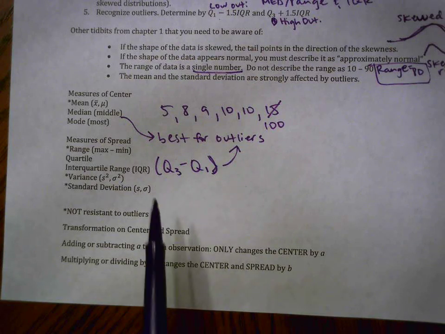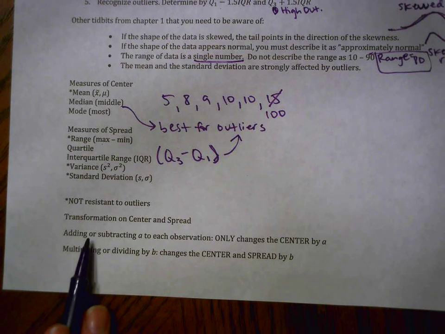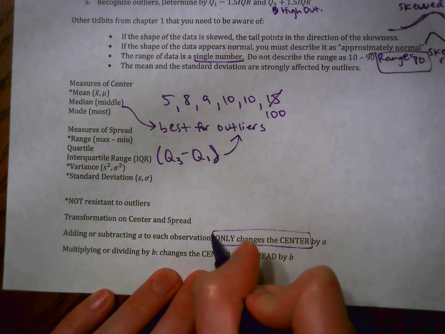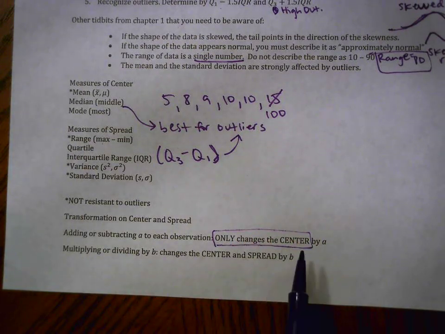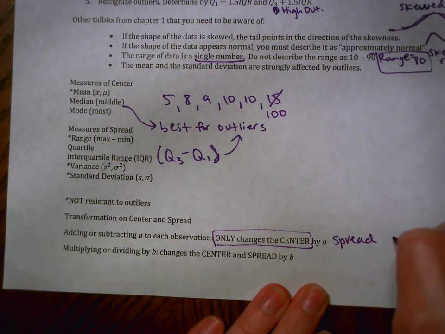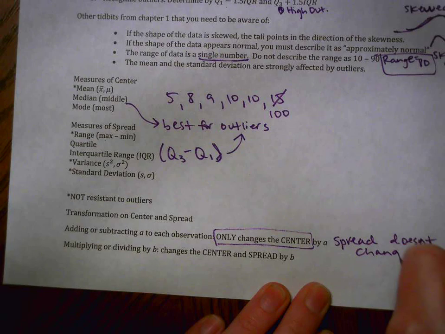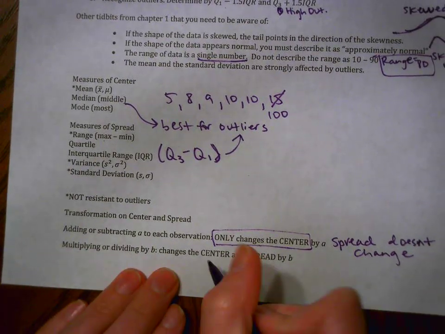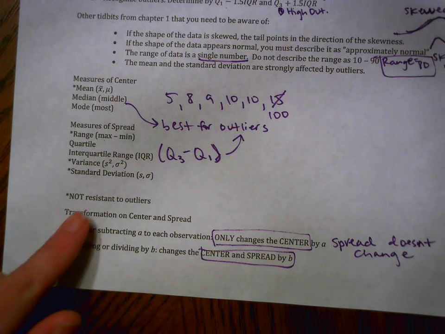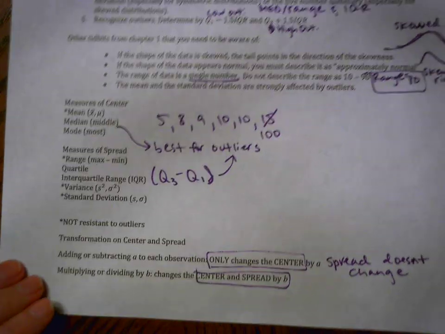Okay, so then another thing, which I want to say this is more in chapter 2, but transforming on center and spread. Remember, if you add a constant or subtract a constant, it only changes the center, right? By whatever that constant is that you're adding. So your spread is not going to change. Spread doesn't change. Now if you're multiplying, though, it changes both center and spread by that multiplication. So you got to do it to both. But if you're adding or subtracting, you're only going to do it to the center values. So that is a review of chapter 1.